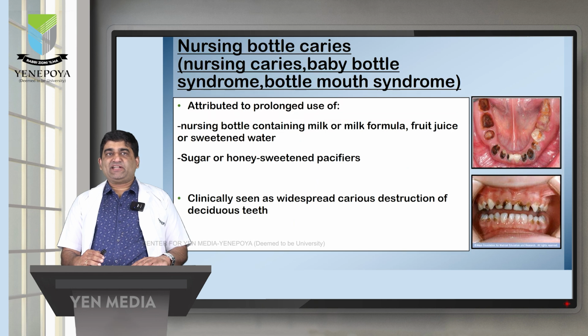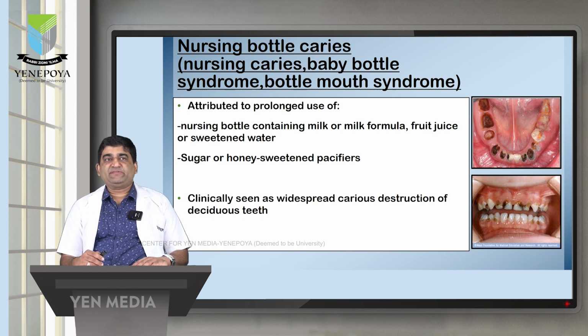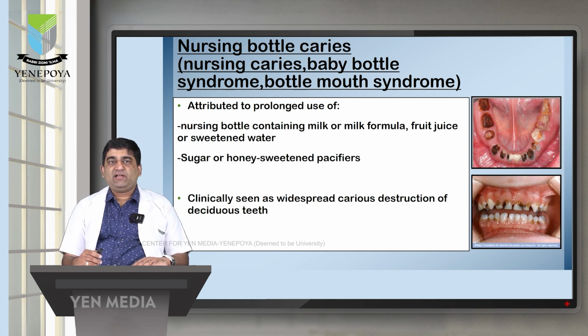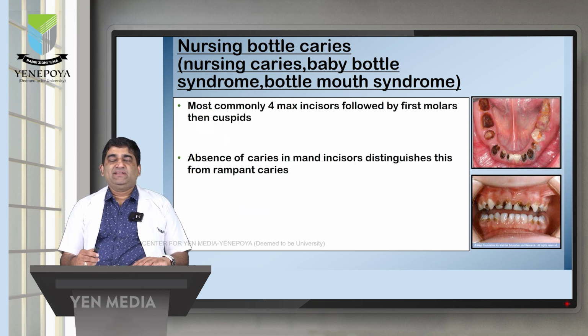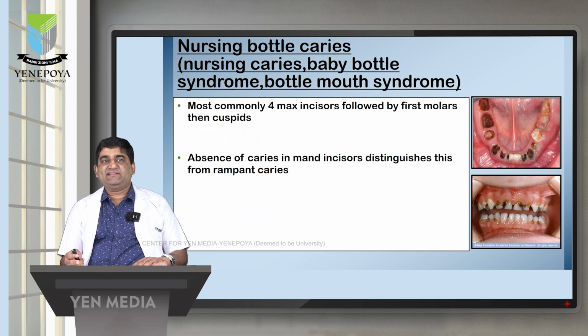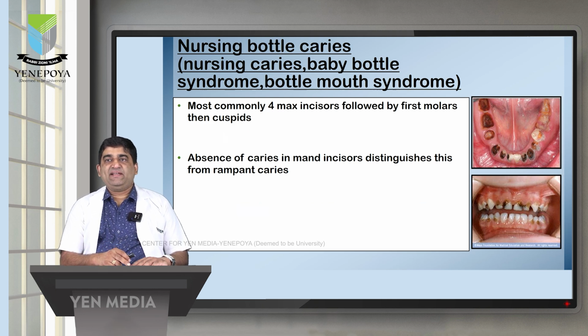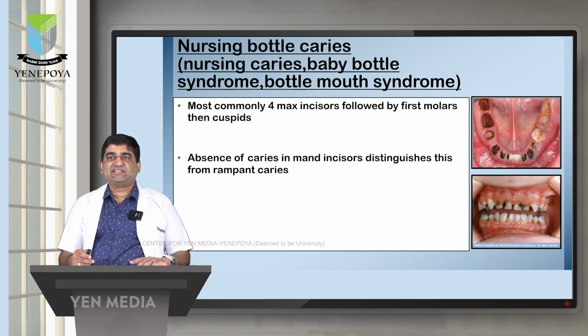Nursing bottle caries is attributed to the nursing bottle containing milk or milk formula or fruit juice or sweetened water. Sometimes a sugar or honey sweetened pacifier is also used, and it is seen as clinically widespread carious destruction of the deciduous teeth. The important point to distinguish between nursing bottle caries and rampant caries is that in rampant caries, all the incisors are involved, whereas in nursing bottle caries, the mandibular incisors are spared.